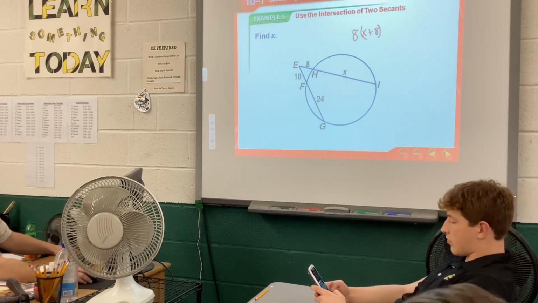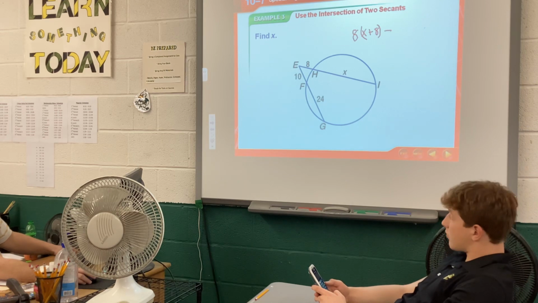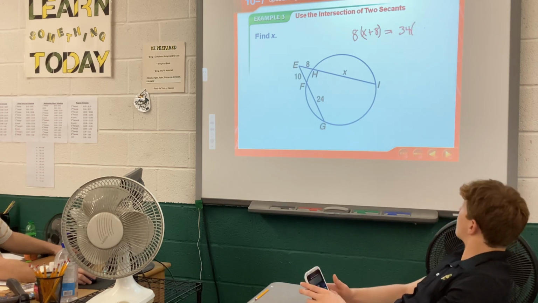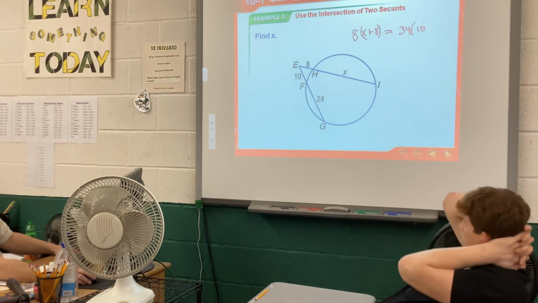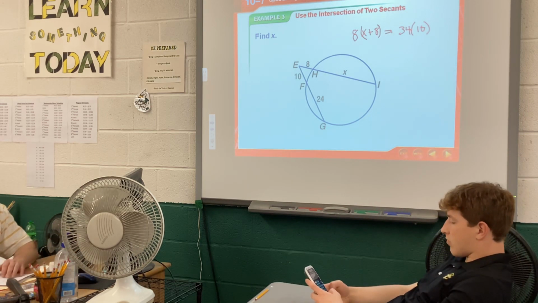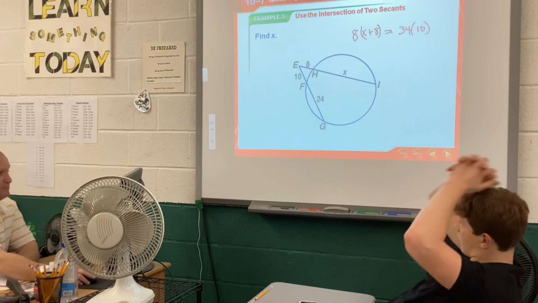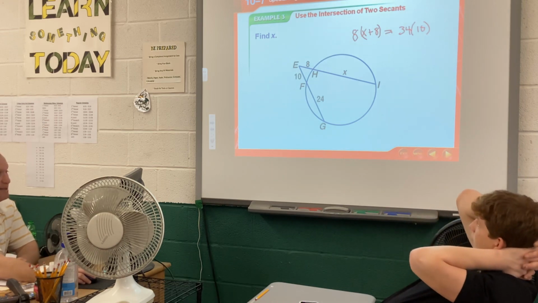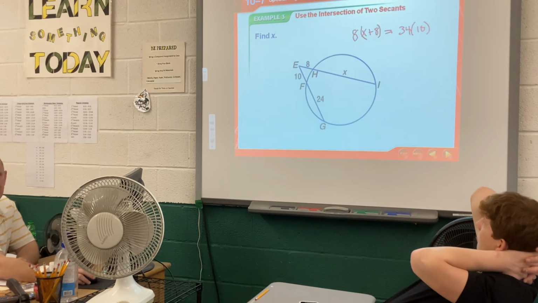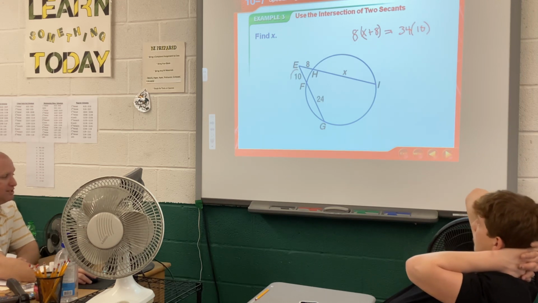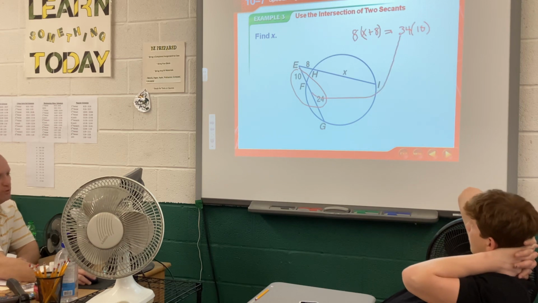So the whole thing, x plus 8 times 8, is equal to, what's the whole thing on the other one? 34 times 10. Everybody good with that? Everybody understand where we got all those numbers? So why do you put 8 in the front then? Because I'm doing the outside times the whole thing. So down here, we could actually take 10 plus 24. That's how we took these two and added them together, and that's where that 34 came from.